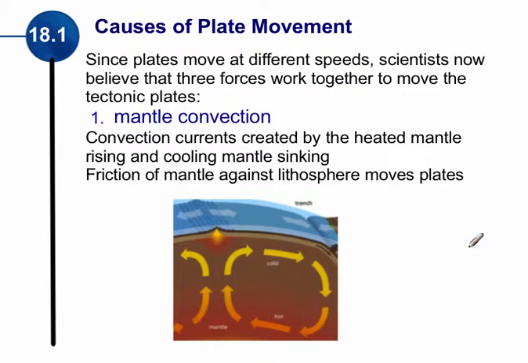What happens as the mantle rises, it actually strikes the lithosphere, this area of crust and upper part of the mantle, and causes friction all along the surface. And that friction is pushing the plate away, moving the lithosphere, moving the plate in the direction of the mantle convection. So that's one of the forces that is working.